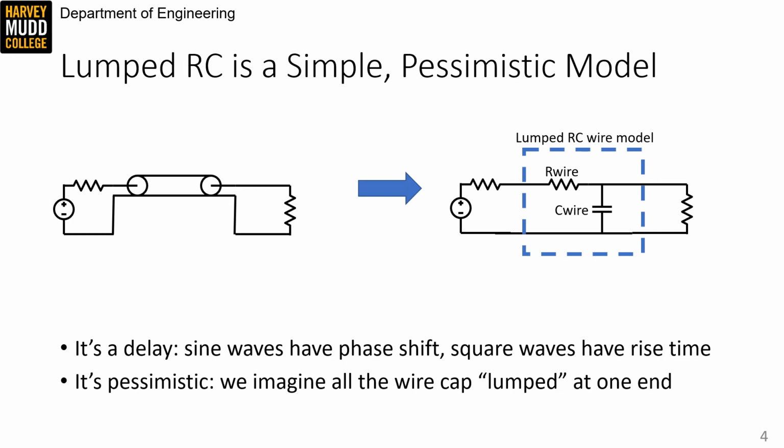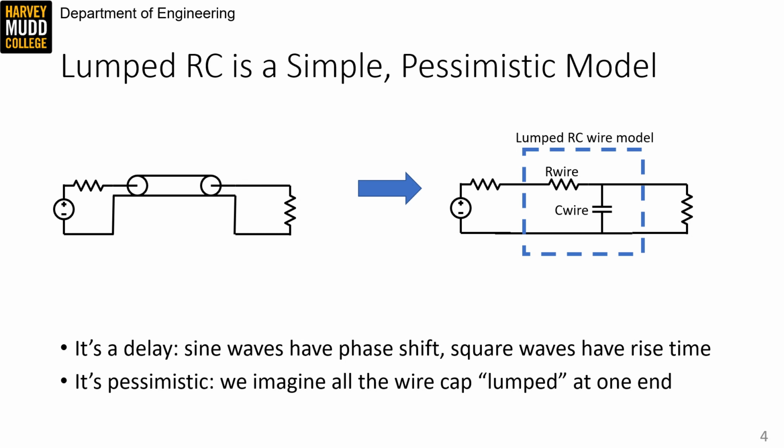The simplest circuit model we could imagine that matches our basic facts is a lumped RC model. In this model, we just replace the wire with a series resistor, and we put a shunt cap on one side or the other of the wire. This model does make a delay. Sine waves driven in this wire would have a phase shift, which means that their zero crossings would come later, and square waves would have a rise time, which overall shifts signals to the right.